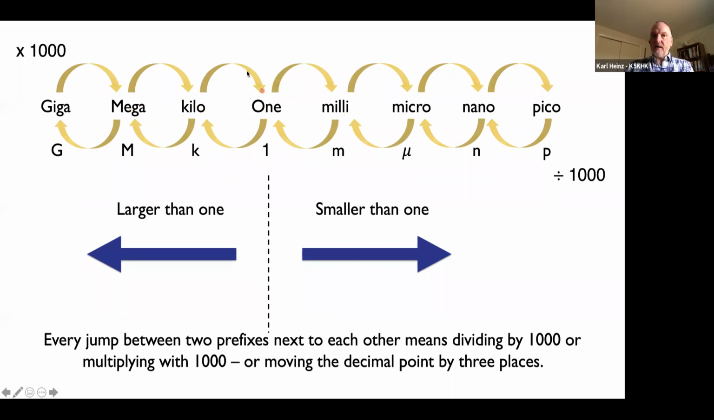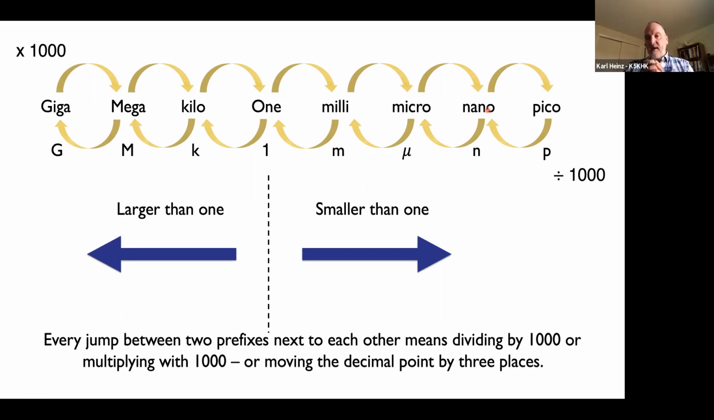So we always work with a multiplication or division by 1,000 when we go from one of these prefixes to one of the neighboring prefixes. So a giga is 1,000 megas. A mega is 1,000 kilos. A kilo is 1,000 ones. The one is 1,000 millis. A milli is 1,000 micros. A micro is 1,000 nanos, and so on. So I think you get the gist. It's pretty simple when we just make one step, one jump.